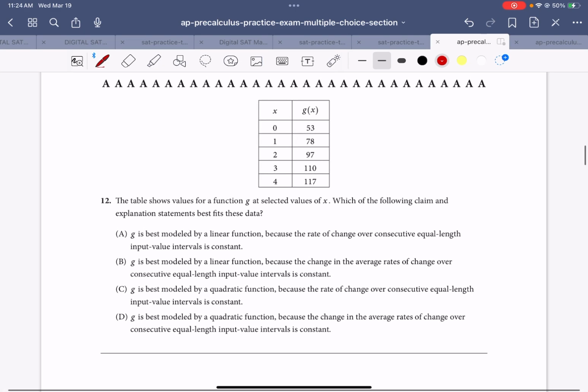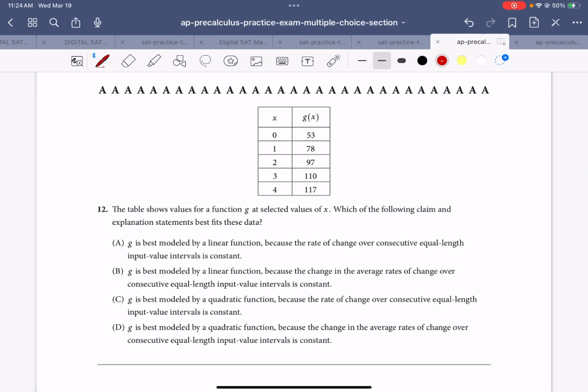Now let's move on to number 12. The table shows the values for the function g at selected values of x. As you see, x is equal length steps, 0, 1, 2, 3 like that, and then the y value is increasing. So let's look at it first. This one keeps increasing, so it should increase. Let's see which of the following claim and explanation statements best fits this data.